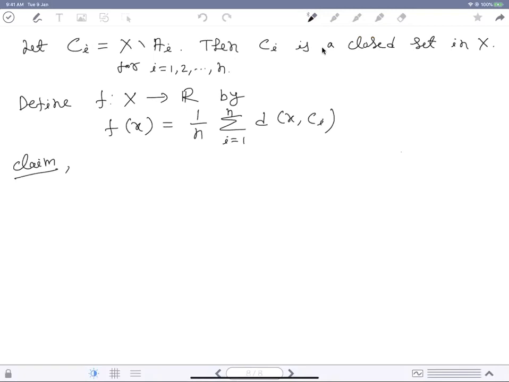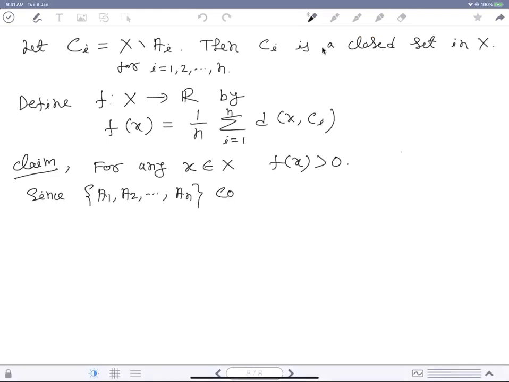Now first we claim that for any x belongs to X, f of x is bigger than 0. Why is f of x bigger than 0? We will prove it now. First of all, since x belongs to X and this collection A1, A2, ..., An covers X, there exists i belongs to 1 to n. We don't know which i will work, but there exists an i from 1 to n such that x belongs to Ai.